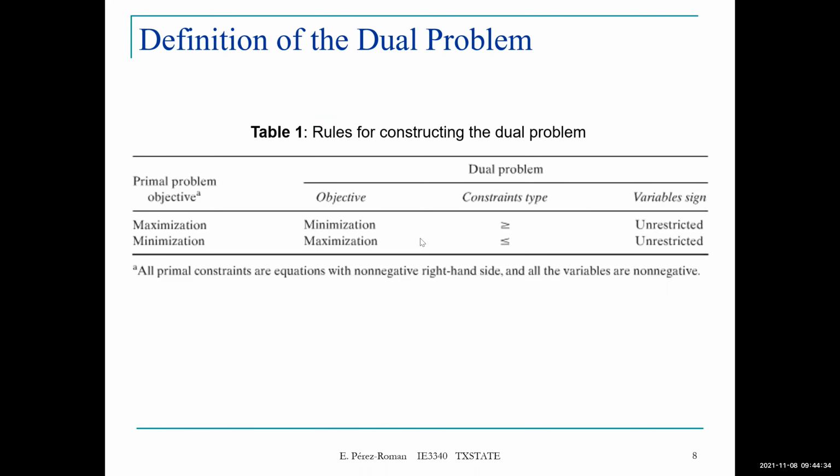So these are the rules. If the primal problem is a maximization problem, the objective function of the dual problem is going to be a minimization. The constraint type will be greater than or equal to, and the variable sign will be unrestricted. If the original problem is a minimization problem, the objective function for the dual is going to be maximization, so it's going to be the opposite. The constraints are going to be less than or equal to, and the variable sign is also going to be unrestricted.